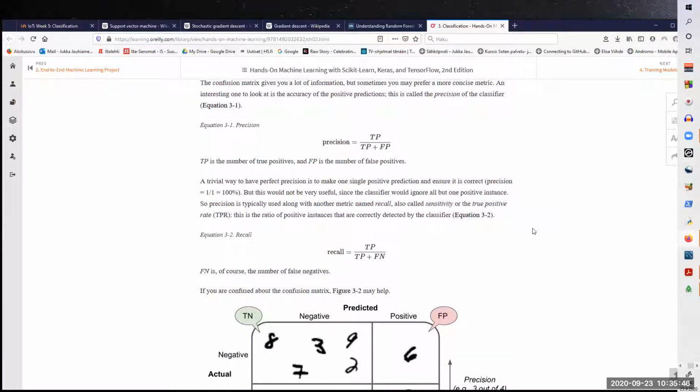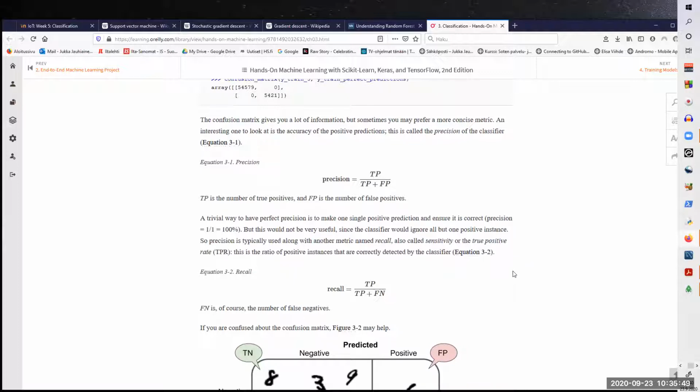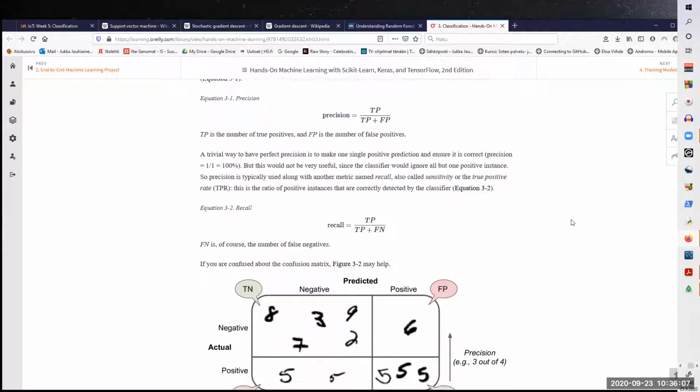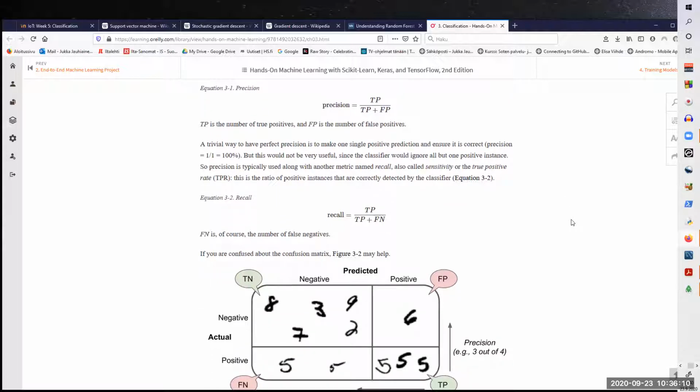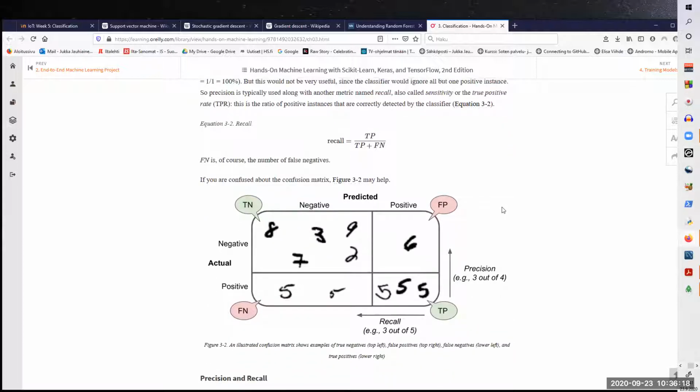So there are a few things that we need to define. First is the precision, which is the ratio between the true positives divided by true positives plus false positives. Then another important thing is the recall, which is the true positives divided by true positives plus false negatives.